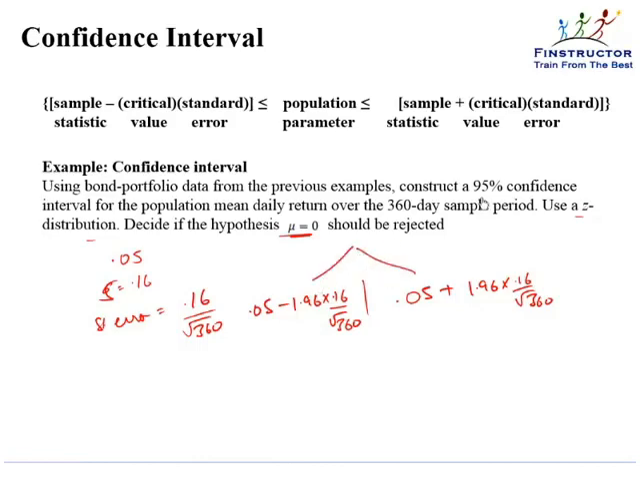Please note, for a two-tailed 95% confidence level, two-tailed because mu equal to 0 is the null hypothesis, we will leave 2.5% on either side. So it will be the same as a 97.5% one-tailed test, which has a critical value of 1.96.